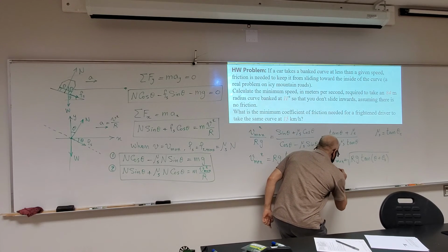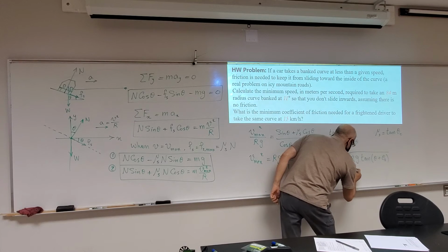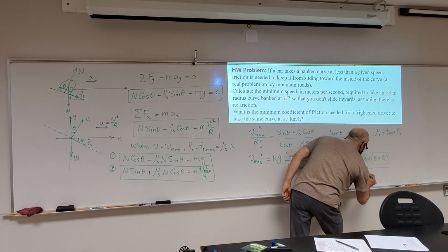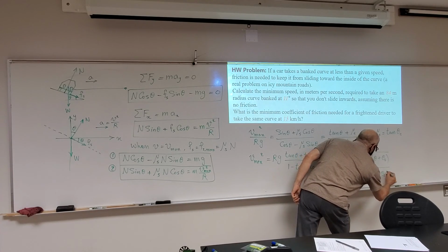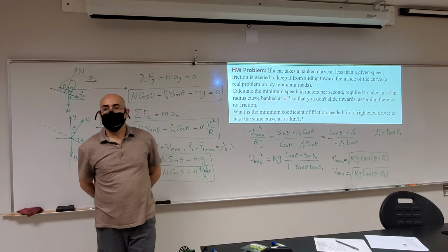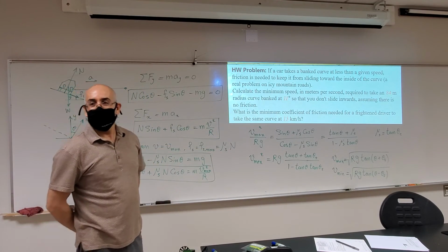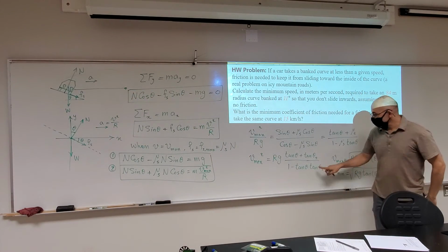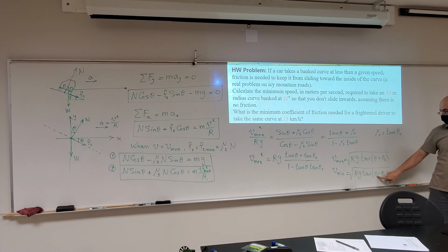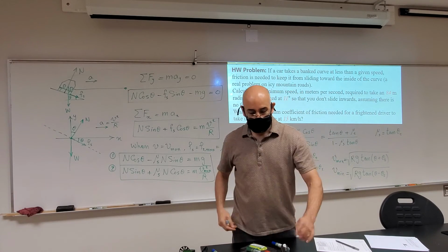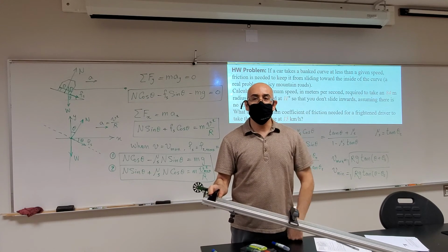So the minimum is the square root of Rg tan of theta minus theta s. Isn't that pretty? What does it mean? What if theta s is the same as theta, or theta s is bigger than theta? The expression under the square root cannot be negative. It means that there is no minimum. You can stop there. This is the car, it's banked, there's not enough angle, you can stop there, you don't need to move.